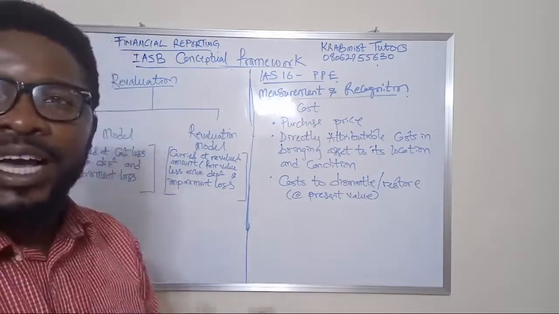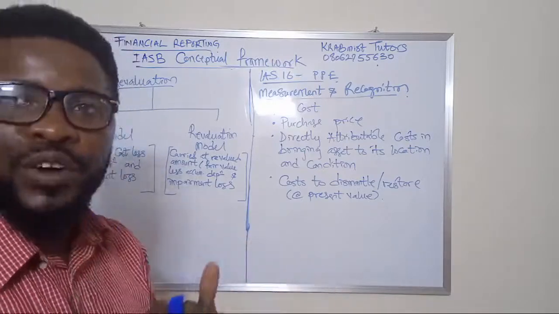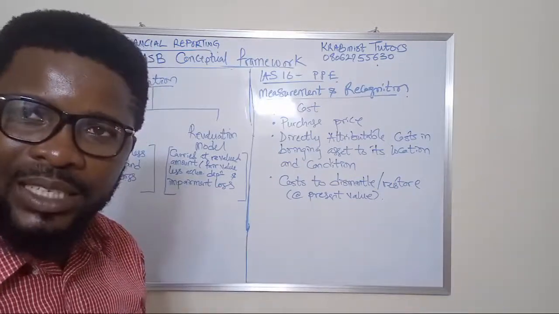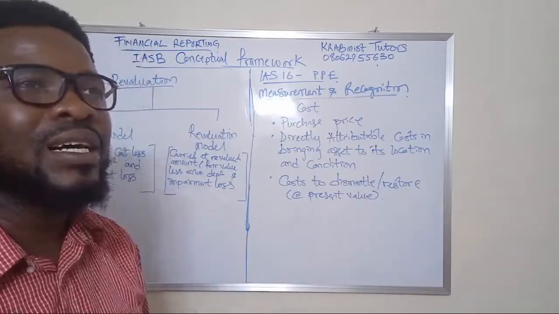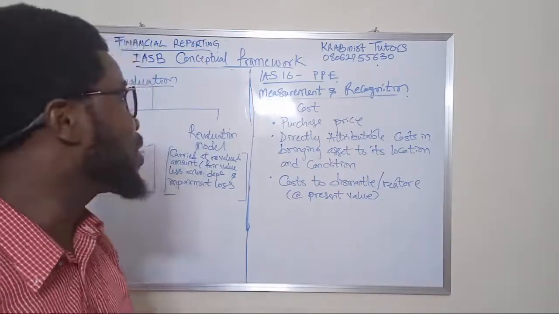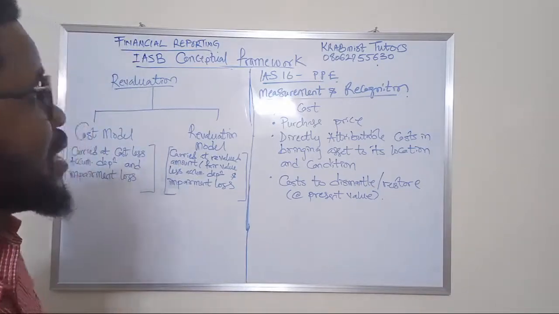Now we have IAS 16, PPE: property, plant and equipment. We have borrowing costs: you borrow money, how are you going to recognize it? We had investment property and we had government grants. But for now, we'll look at recognition and measurement of property, plant and equipment.